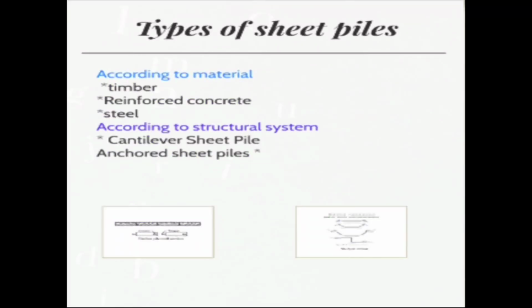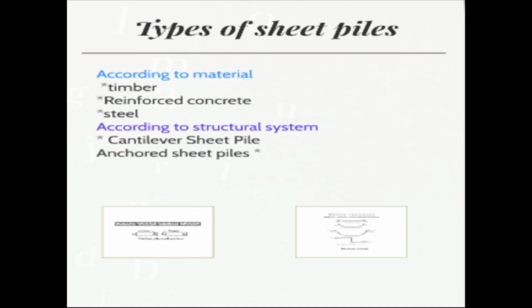So let's go on to the types of sheet piles. First, we have the types according to materials. These are timber, reinforced concrete, and steel. So what are timber sheet piles? Timber sheet piles are generally used for short spans in temporary structures and to resist light lateral loads. They are typically connected together by tongue and groove joints.